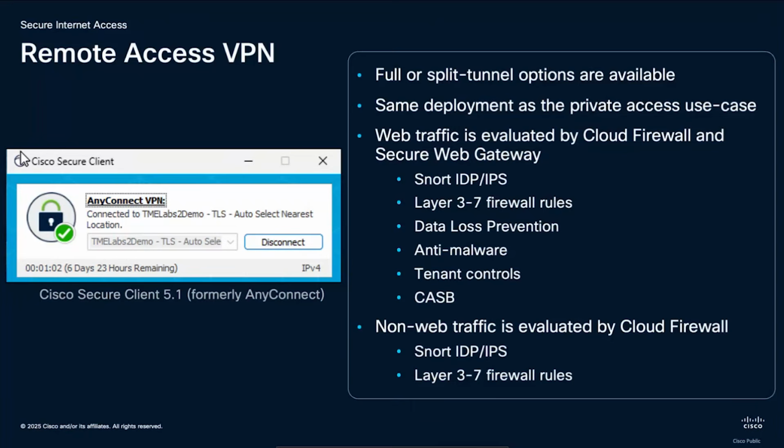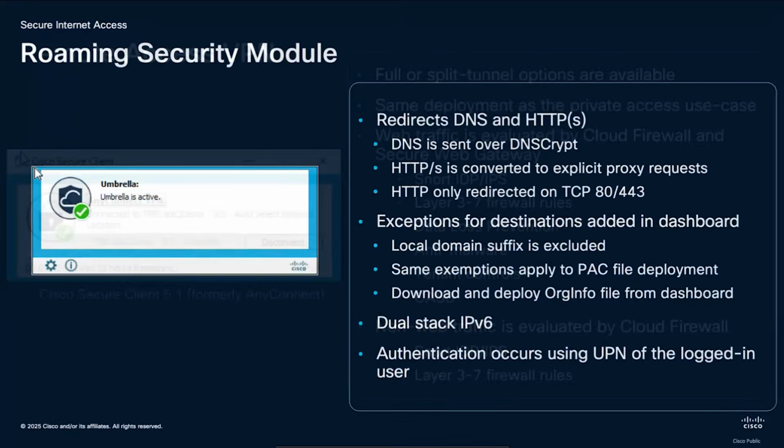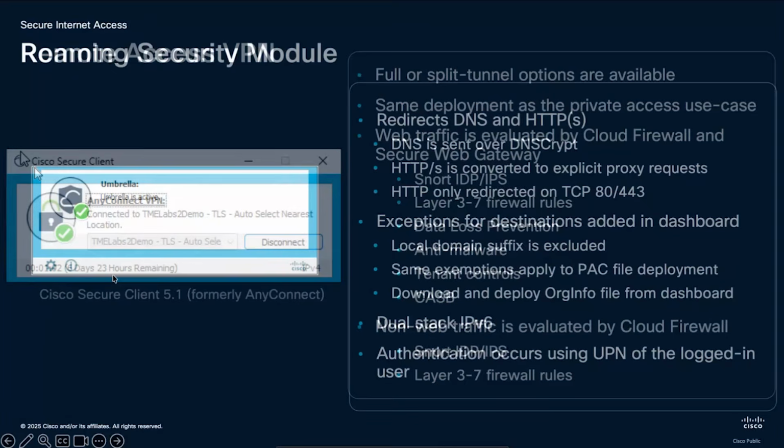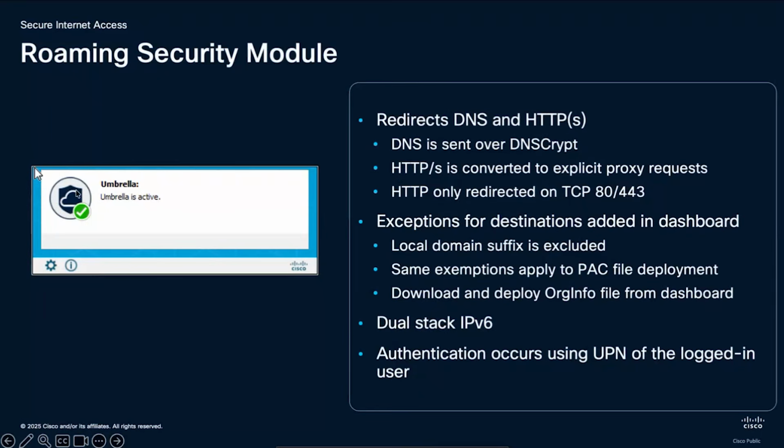So we can, for example, for the case of the SIA, benefit from the firewalling part, the intrusion part, the DLP part, where we have predefined and customized identifiers for sensitive data, the malware protection. So different ways to protect. We have the remote access VPN when it's the agent under the secure client suite. And we have also another way, which is the umbrella module.